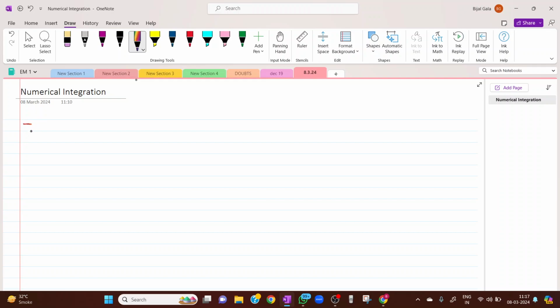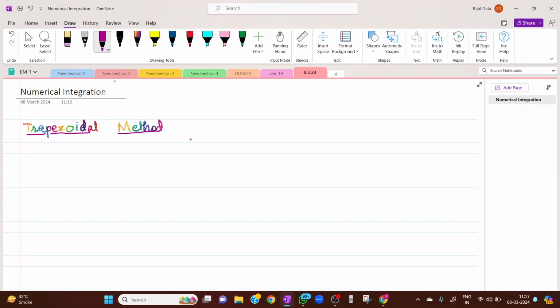Okay, so the first method is, can you see what I'm writing on the screen? So the first method is trapezoidal method. Now each of the methods will have its own formula. You just need to remember the formula and you need to remember the method. Okay, इतना ही याद रखना है. It's a very easy concept.